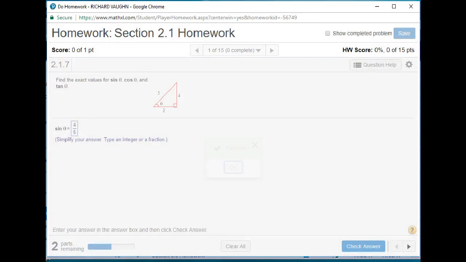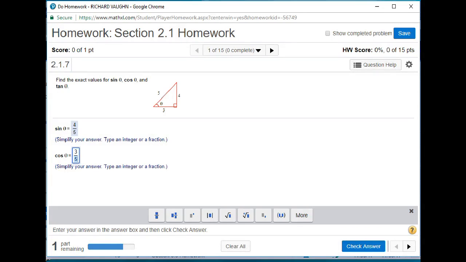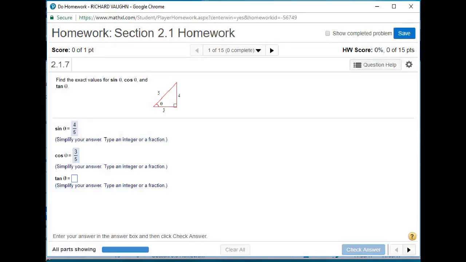Okay, just keep on going like this. You'll do all of them. Cosine is adjacent over hypotenuse, that's 3/5. And tangent is going to be opposite over adjacent, so that's going to be 4/3.